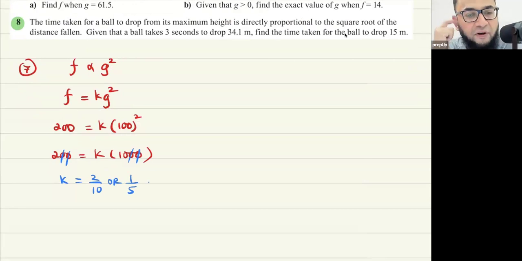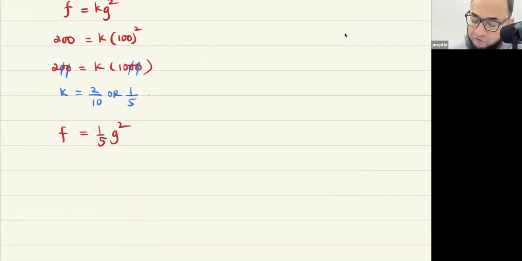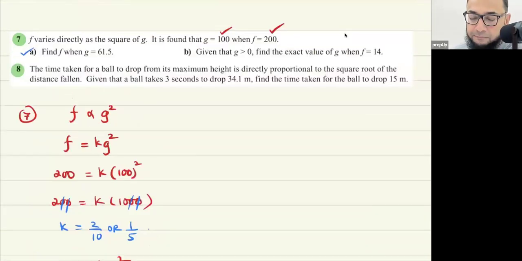So now we found the value of k as 1/5. Therefore, the equation is f is equal to 1/5 of g squared. Now the first part: find f when g is 61.5. So find f when g is 61.5 squared. Of course, you have to use a calculator and then you will get this answer.